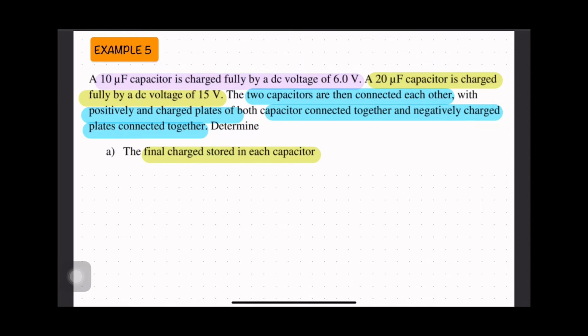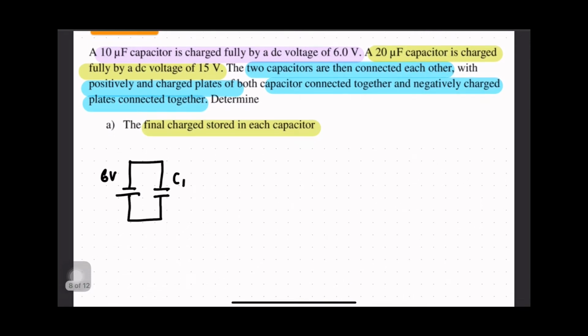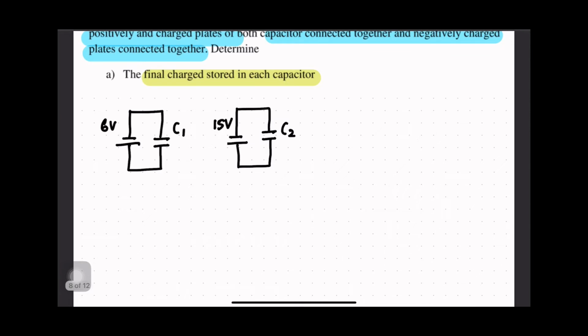Okay, first kita kena cari dulu charge pada capacitor C1 bila dia connect pada supply 6 volt. And then kita kena cari juga charge pada capacitor C2 when it is connected to the supply of 15 volt. So you kena kira dulu.